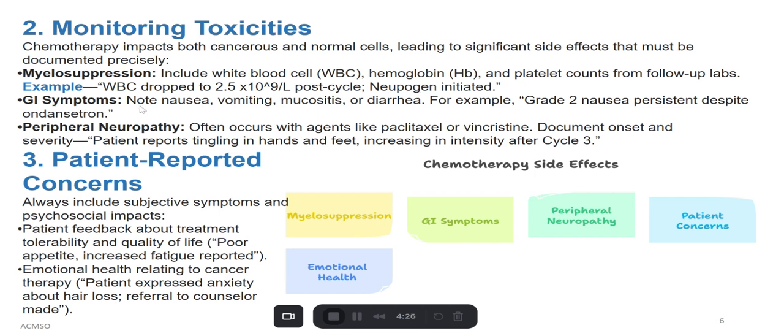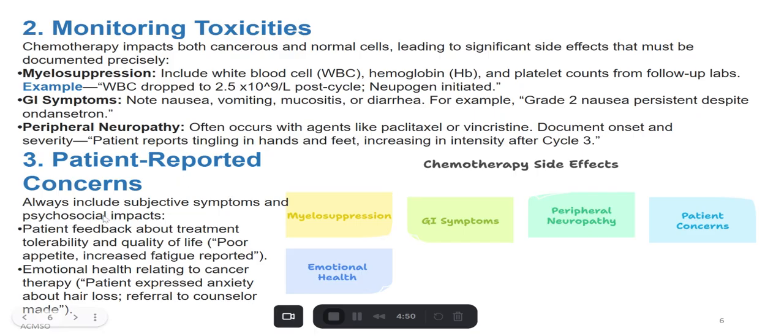GI gastrointestinal symptoms: nausea, vomiting, mucositis, or diarrhea. For example, grade 2 nausea persistent despite ondansetron. Peripheral neuropathy often occurs with agents like paclitaxel or vincristine. Document onset and severity. Patient reports tingling in hands and feet, increasing in intensity after cycle 3.